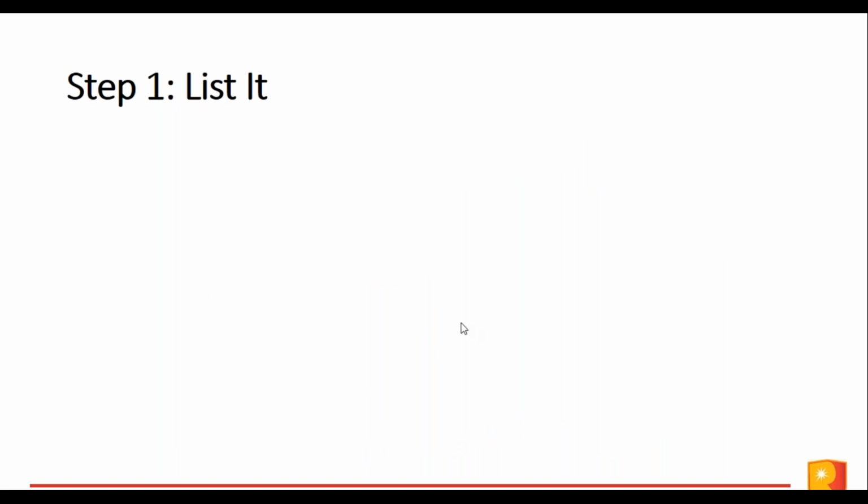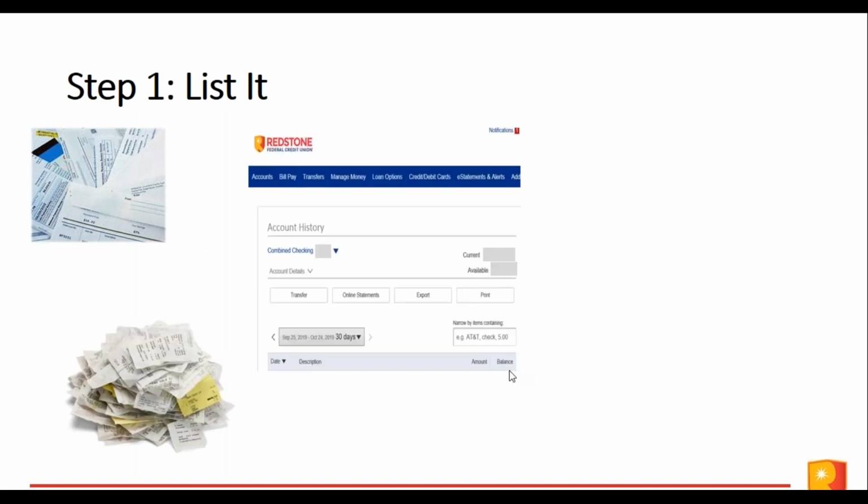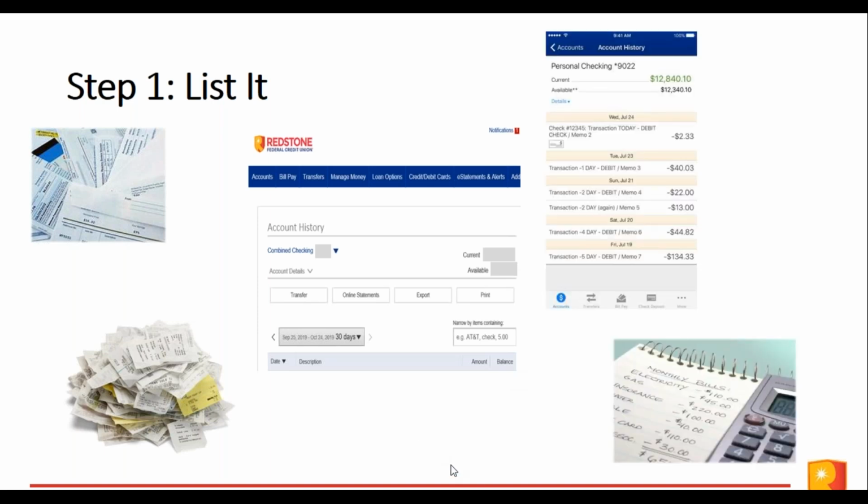So let's list it. If I am putting together a budget, the very first thing that I want to do is know everything that I have to work with. So maybe I'm getting all those bills, knowing all the things that I need to pay. I'm keeping receipts. I can look in online banking. I can look at my mobile banking. I can just even write stuff down.